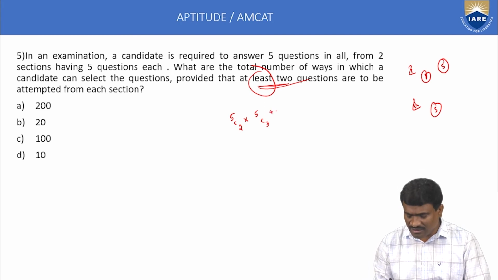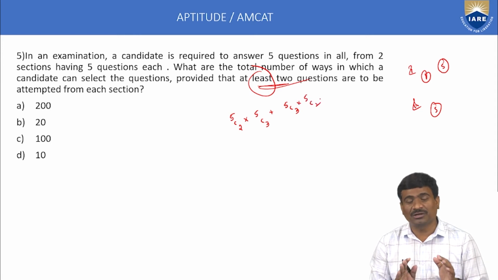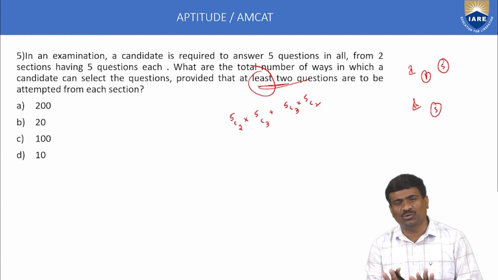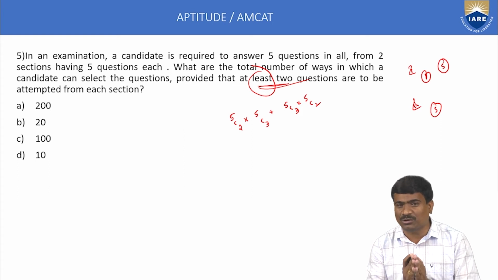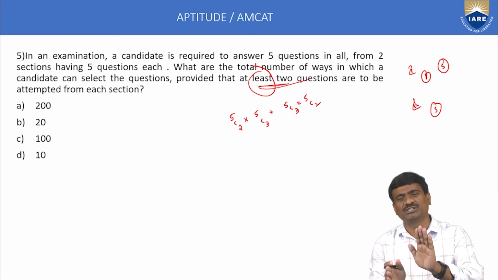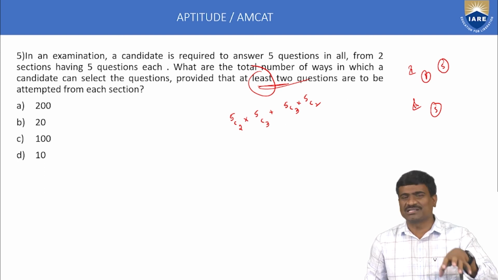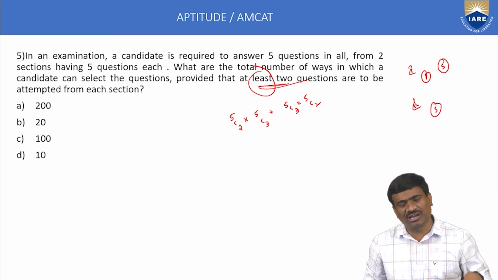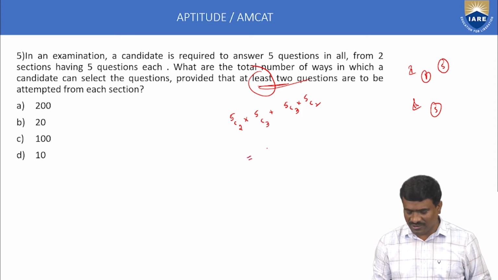Next, first section 3 questions, and the remaining 2 questions, that is 5C2. But at least means 2 and 3 only, 4 is not possible. 5C1 into 5C4 is not possible because the minimum attempt is 2 questions. At least 2 questions means 2, 3, 4 and so on, but 4 is not applicable. Only 3 and 2 are applicable. So 5C2 into 5C3 plus 5C2 into 5C3 is equal to 2 into 5C2 into 5C3.